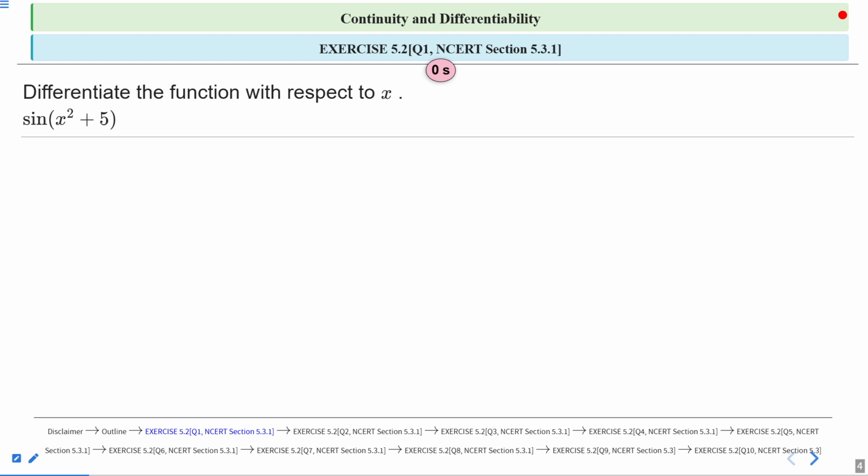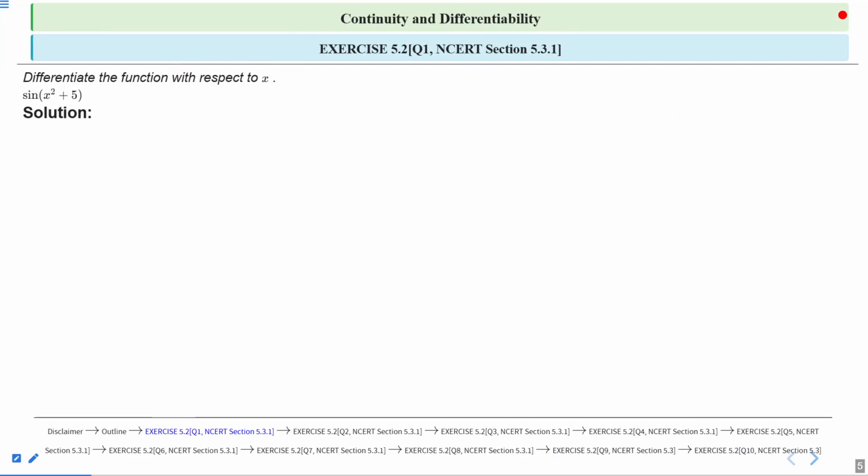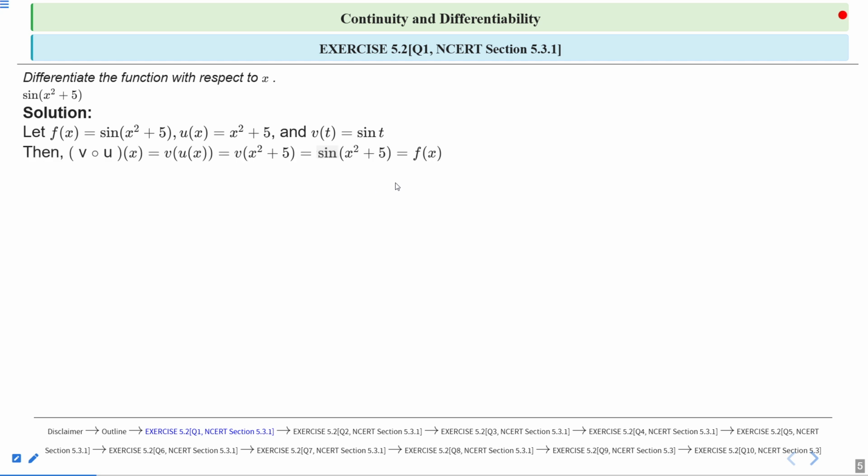Okay. So let us discuss the solution part now. We have to differentiate the function sine of x square plus 5 with respect to x. Let f(x) be equal to sine of x square plus 5. So u(x) will be x square plus 5, right? And let us take v(t), which will be equal to sine of t. Then v of u(x) will be equal to v of u(x), which is equal to v of x square plus 5. Okay. Clear?